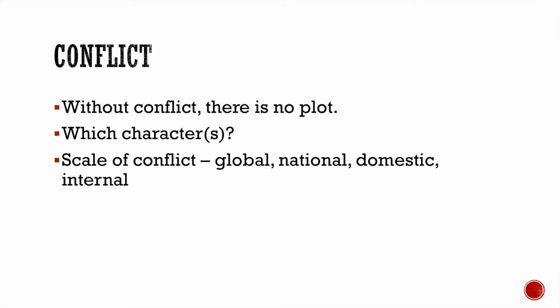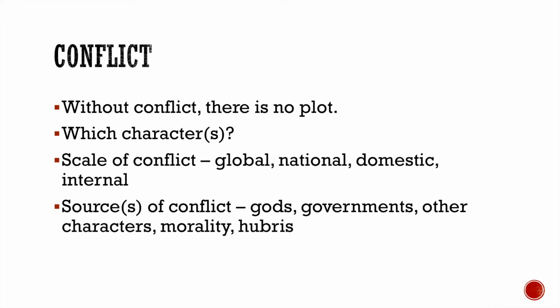And what are the sources of that conflict? Is your character engaged in a battle with the gods? Is he or she a helpless victim of fate? Do you have the sense that some greater power is playing chess with this character's life? Or is it like 1984 that the character is in conflict with the government and the established order? Are they in conflict with other characters? Are they in conflict with their own morality? Is there something that they want to do but know is wrong? And as we start to see the establishment of conflict, that's when you like to know that there's hubris at work.